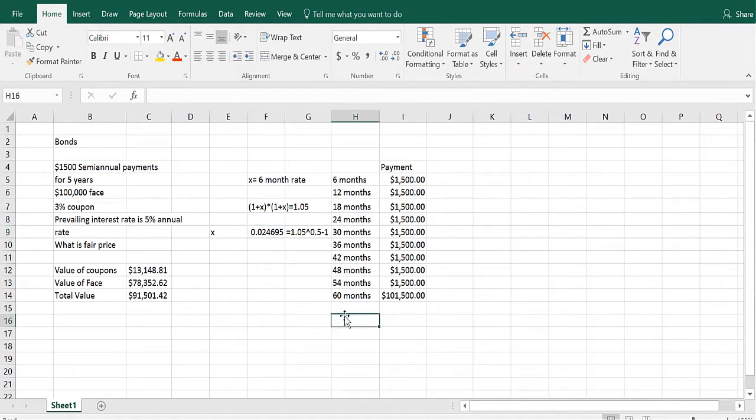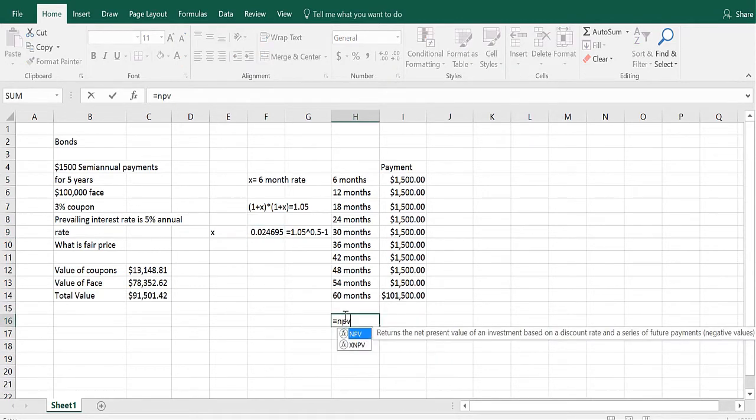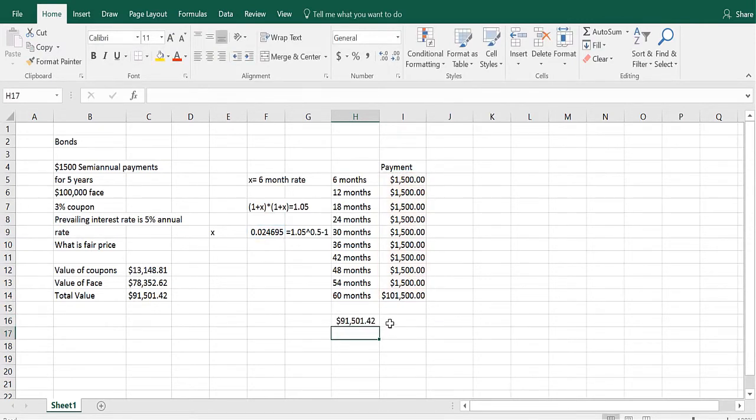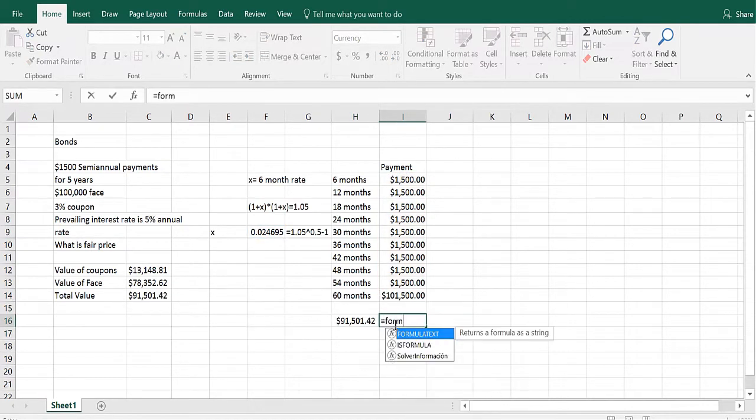So if you want to find out the value of this, you could use a straight NPV function. Use this rate, and then here are your payments. Again, the NPV function assumes the first payment is 1 period from now, which would be 6 months from now. So that would be 91,501.42. The formula text shows us what that is.